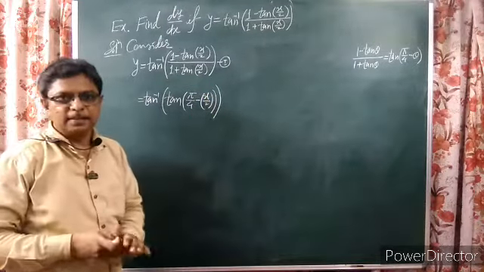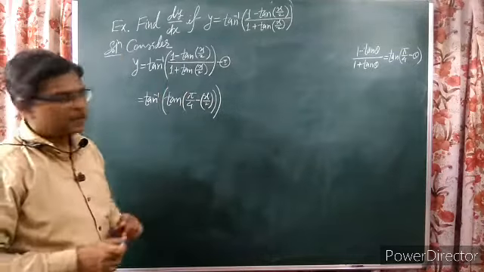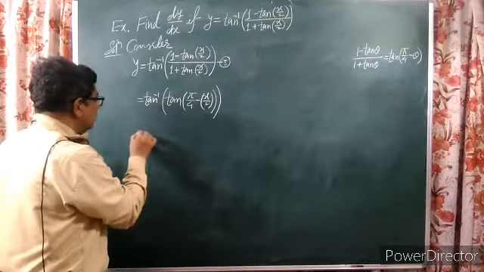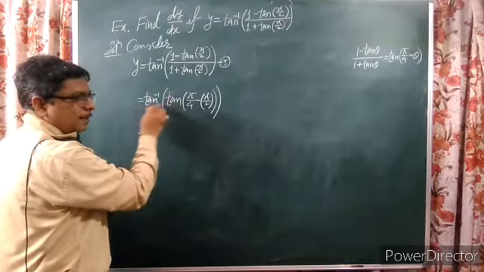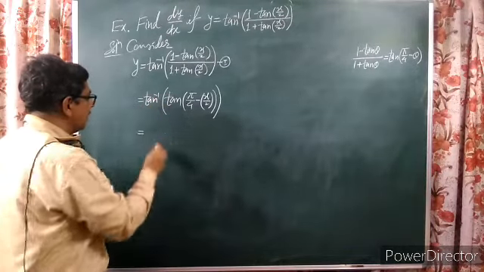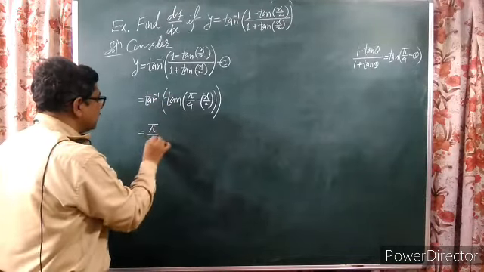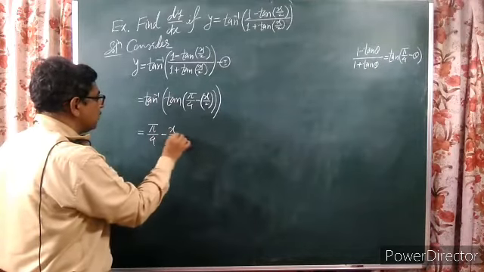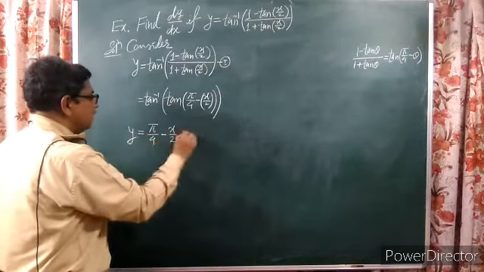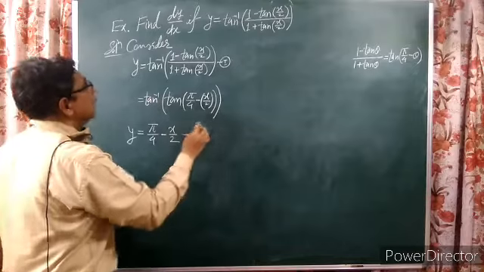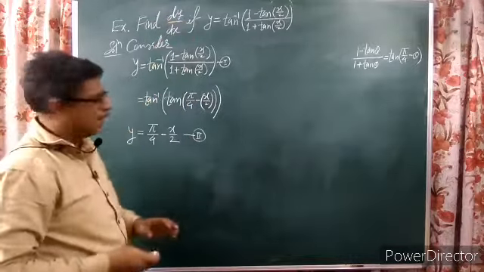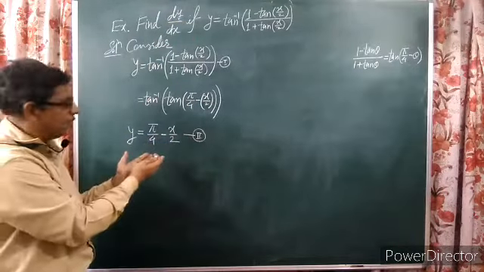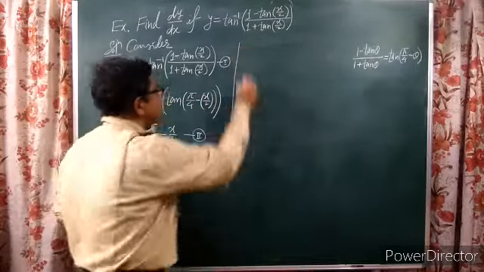By that formula, now here tan inverse and tan are inverse operations of each other and they cancel each other. We are getting it as pi by 4 minus x by 2. And see, the example was looking difficult, too many terms were there, and now it has reduced to a very simple form. So differentiate it.